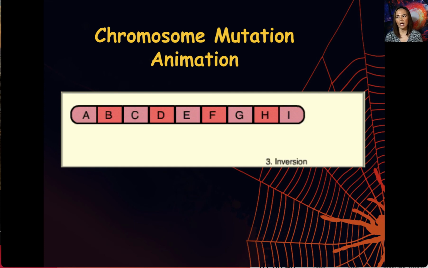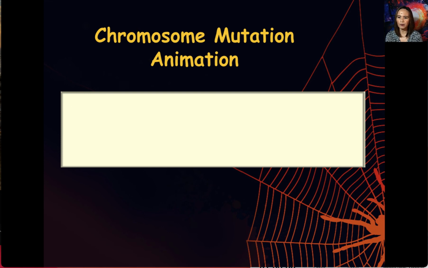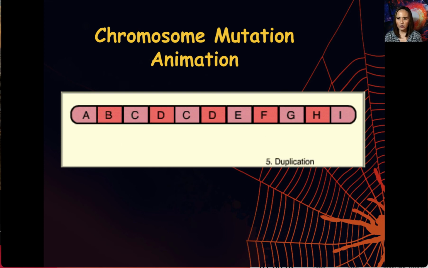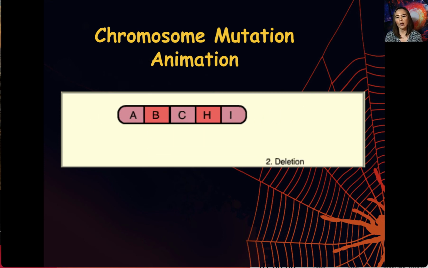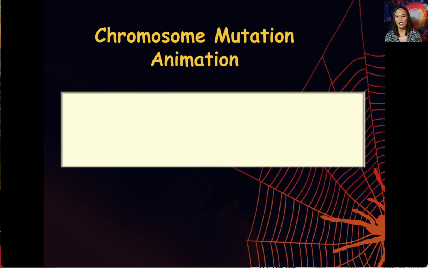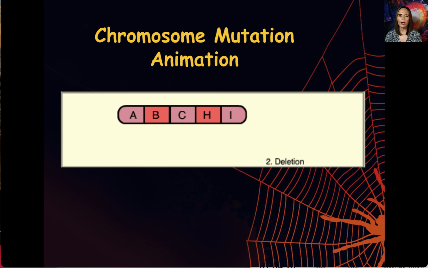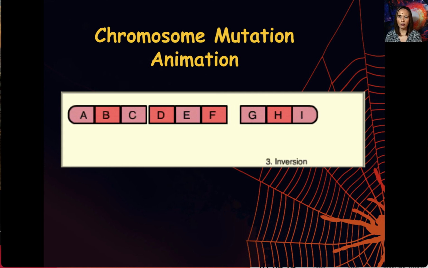Now, this is the last part before I summarize the chromosome mutations. This is just a little animation of each type of mutation. In this case, that's translocation. This is duplication. Now this is the normal chromosome, and once it's deleted, it's shorter. And this is your inversion. Last but not least, your translocation. I hope you understand and have some idea of the different chromosome mutations that we discussed today. And I'll see you in class.